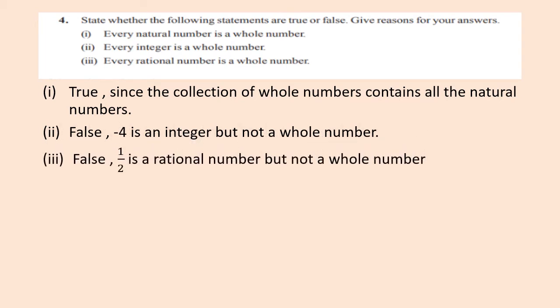Now, question number 3, every rational number is a whole number. That is false. 1 by 2 is a rational number, but 1 by 2 is not a whole number.